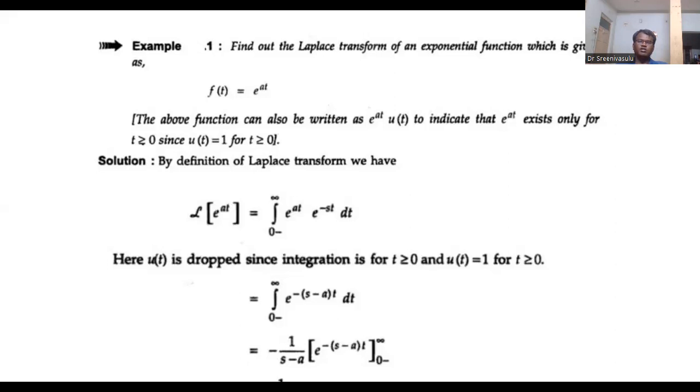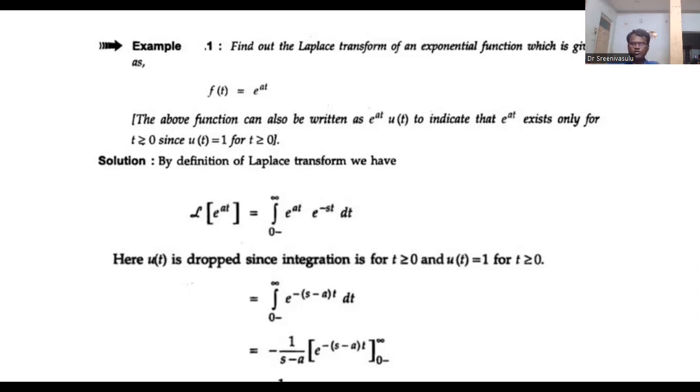It is given f of t is equal to e power at u of t. Usually we need to write e power at u of t. Before going to apply the Laplace transform, what is the importance of the Laplace transform? Why are you specifically studying it? If you observe this signal, e power at u of t, we already have a Fourier transform for analyzing non-periodic signals. It is generally a non-periodic signal, but it is not absolutely integrable.